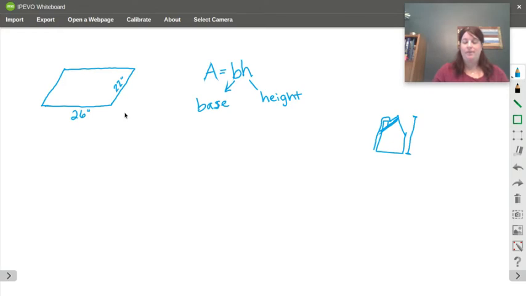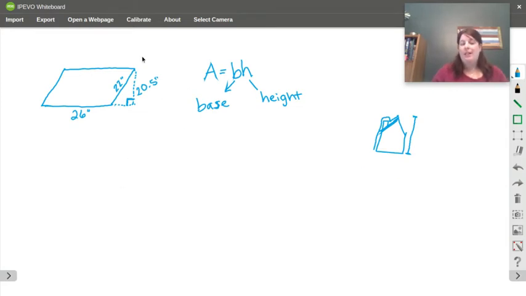What they'll do is they'll give you the height like this. They'll make like a little dotted line like this. Oh, my lines are so crooked. Forgive them. And then they'll show a little box here to show that this is a right angle. And then they'll tell you this measurement. So maybe this is 20.5 inches.